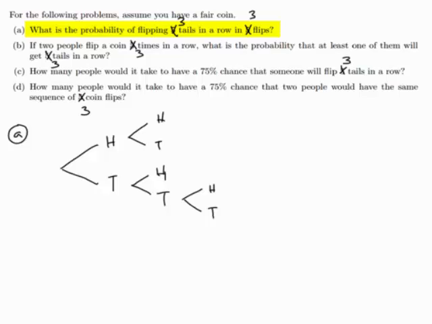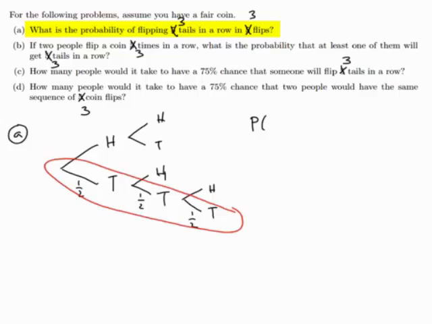Now, we said that this is a fair coin, so everything has a 50% chance, or a 1/2 chance of happening. So we get a 1/2 here, a 1/2 here, and a 1/2 here. And the path we want is tails, tails, tails. 3 tails in a row in 3 flips.